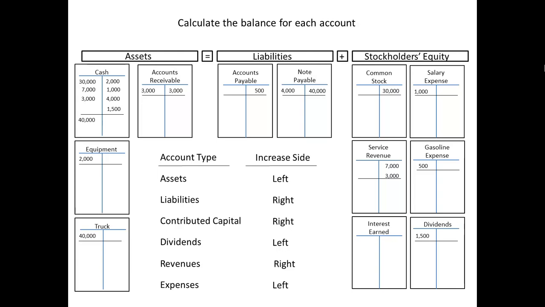Take our cash account, for example. The amounts on the left add up to $40,000. The amounts on the right add up to $8,500. The difference is $31,500. Since the total lefts were higher than the total rights, we'll put the $31,500 balance on the left side of the cash page.